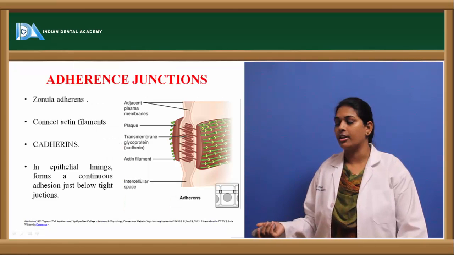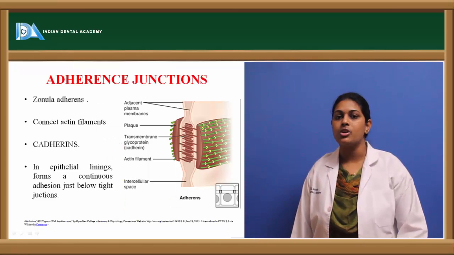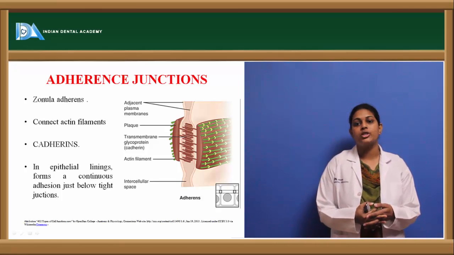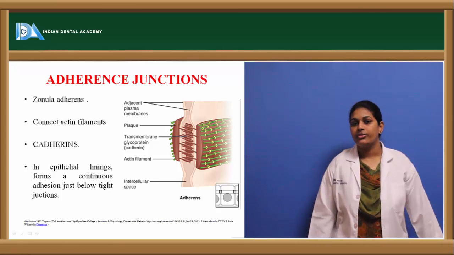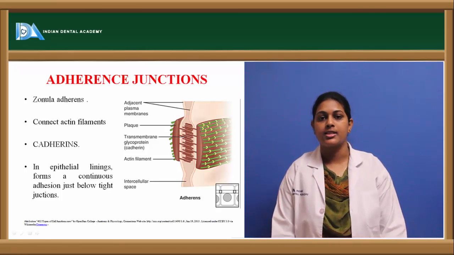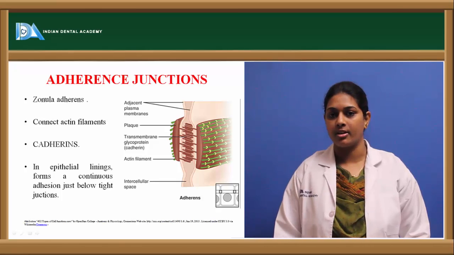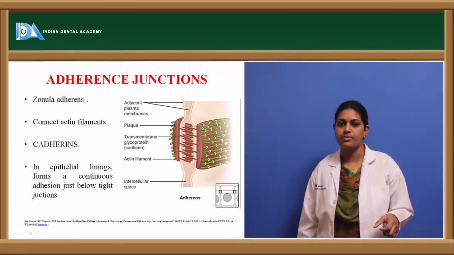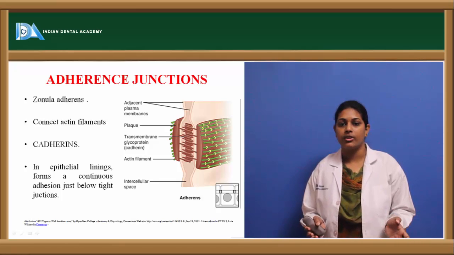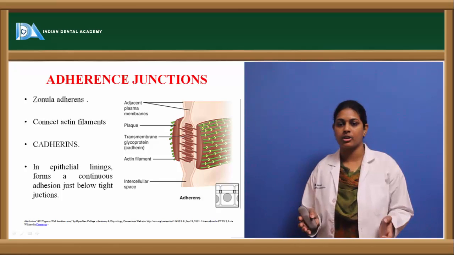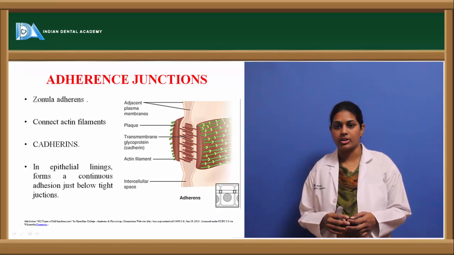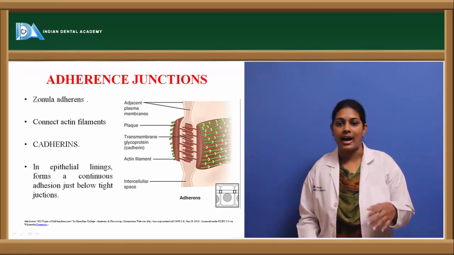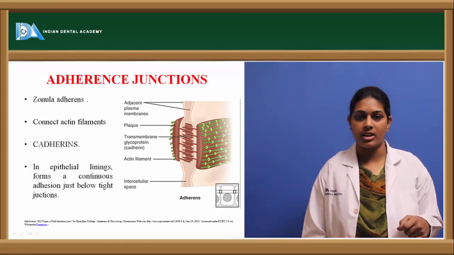Then comes the adherence junction. They are also known as zonular adherence or macular adherence. Since they adhere, that is, get attached to each other, they are known as adherence junctions. They are usually attached with the help of 2 proteins, the actin proteins and the cadherin proteins. The actin filaments are present on the adjacent plasma membranes, which become swollen or form patch or plaque-like structures with the help of these actin filaments.